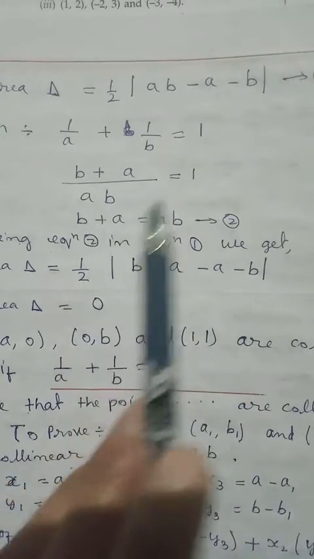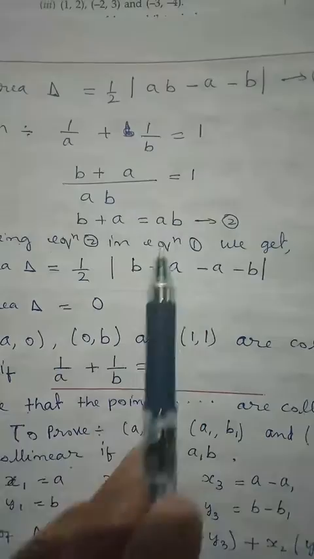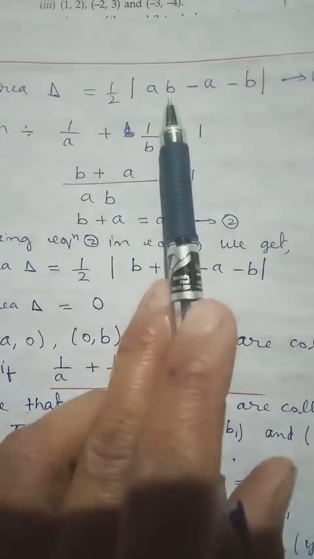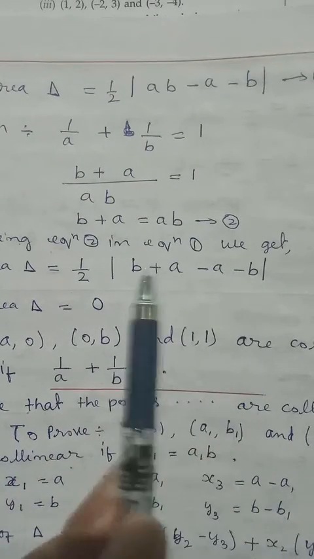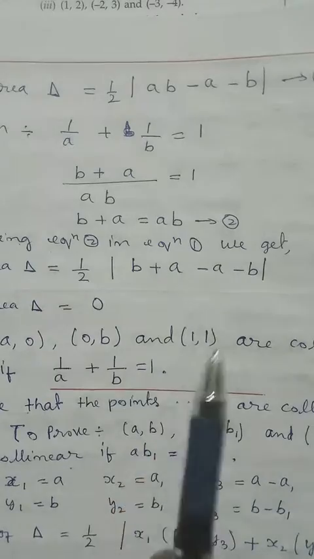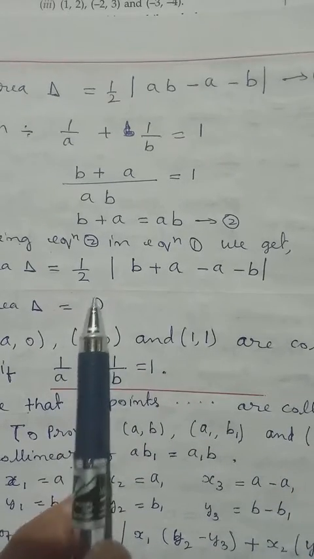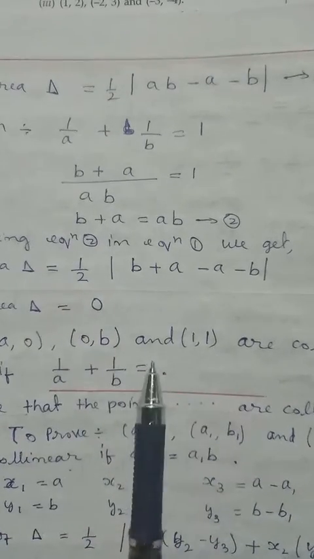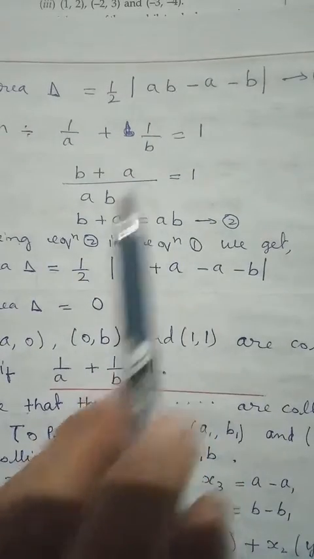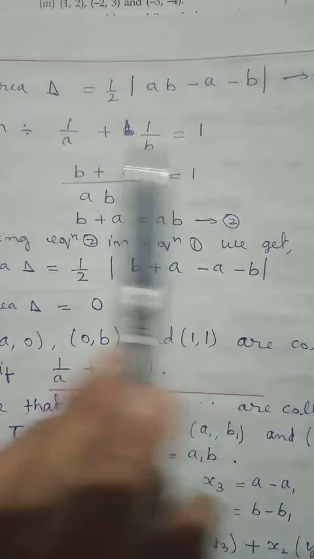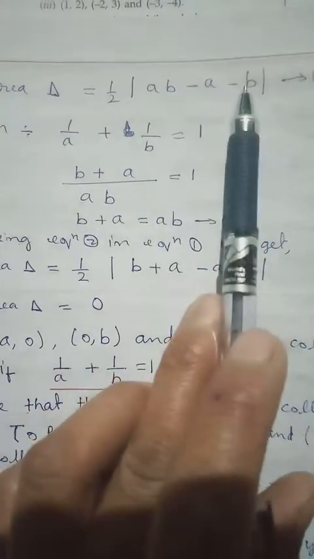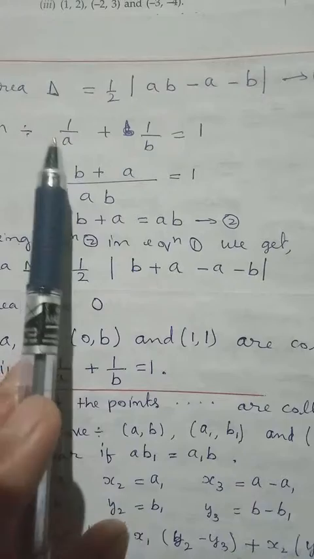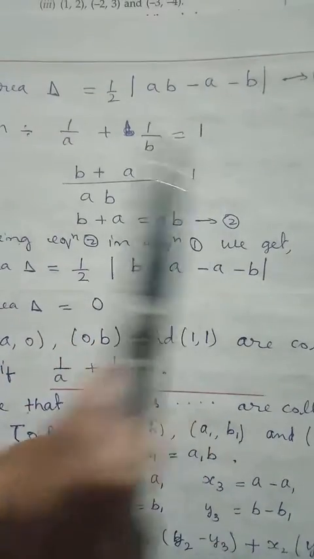Or do one thing here also, it's okay. In place of A plus B, here we put B plus A. So B minus B is 0, A minus A is 0. So that means we see the area of the triangle becomes 0, which means the points are collinear. So clearly from here, if this condition is not there, then this will not be 0. But this whole area becomes 0 only because 1 by A plus 1 by B equals 1. So it proves what they say.